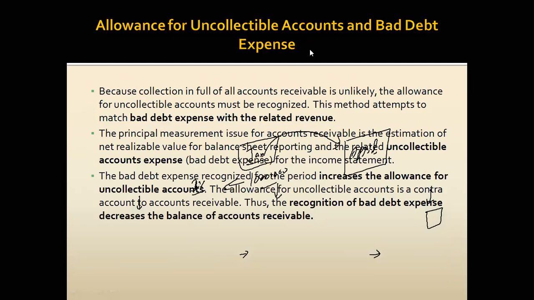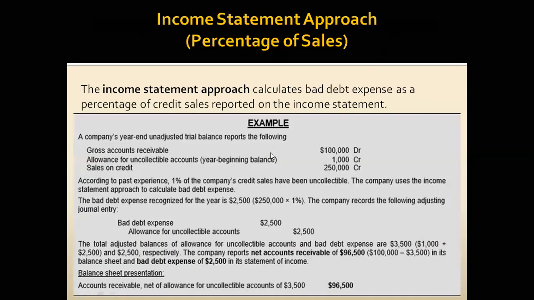Next one, students, we have the methods of how to calculate the provision for bad debts. So here we have two methods. One method we call the income statement or percentage of sales method, in which we will calculate provision for bad debts by using our credit sales. In the income statement approach, we calculate the bad debts expense on the basis of credit sales. So let's go through this example.